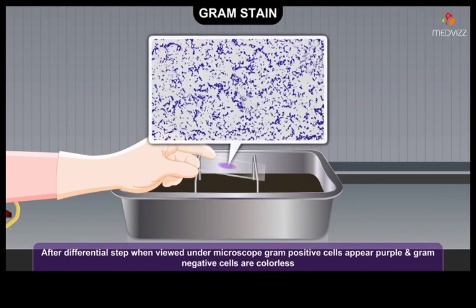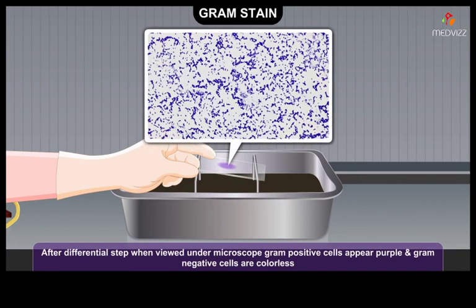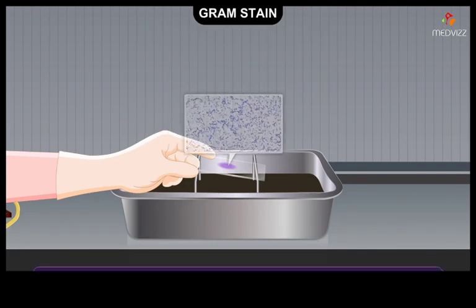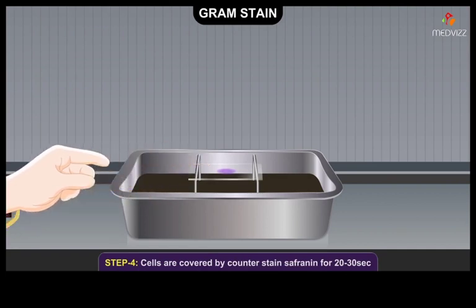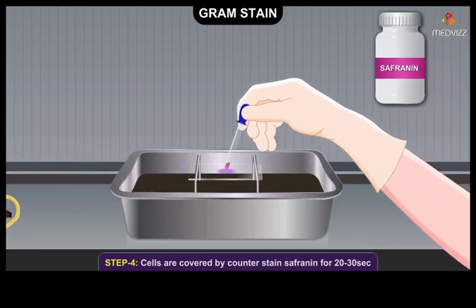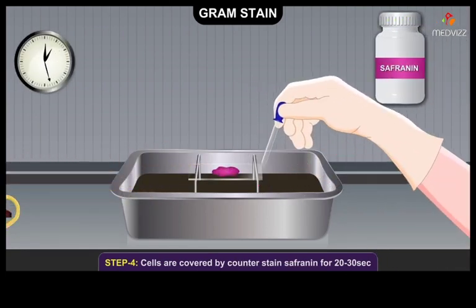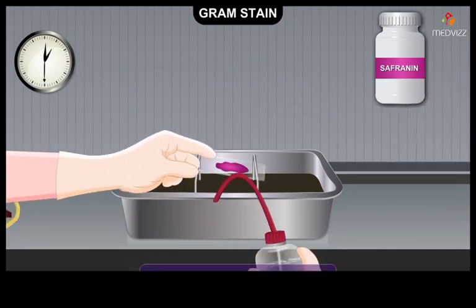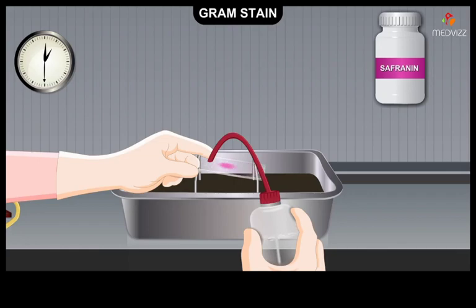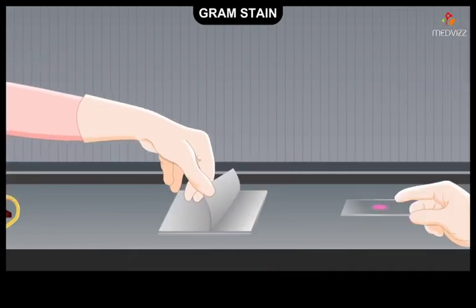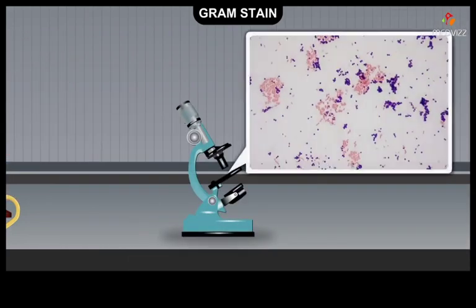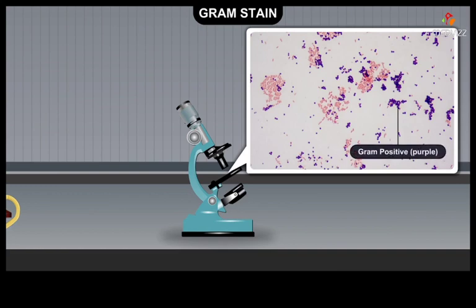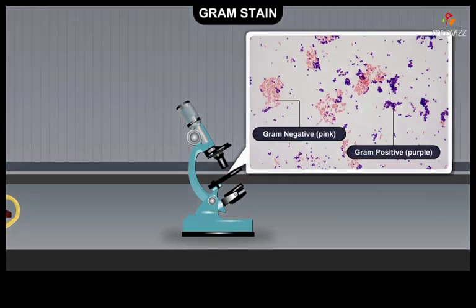When viewed under the microscope, gram-positive cells appear purple and gram-negative cells are colorless. Finally, the rinsed cells are covered with the counterstain safranin for 20 to 30 seconds. This stains the gram-negative bacteria pink. After rinsing with water, the slide is dried with filter paper. When viewed microscopically, the gram-positive bacteria are purple and the gram-negative bacteria are pink.